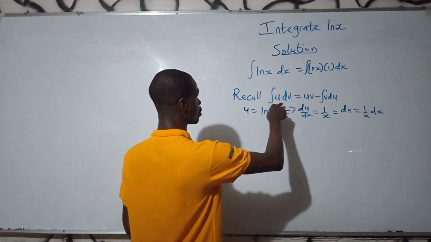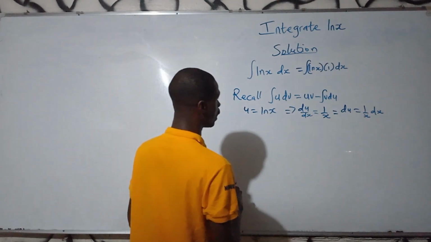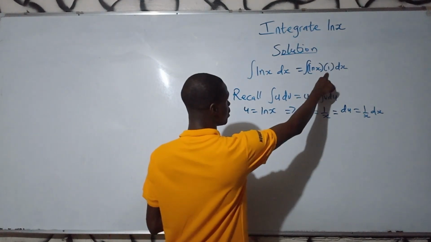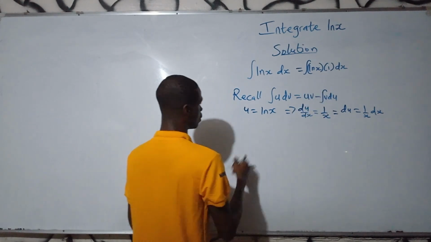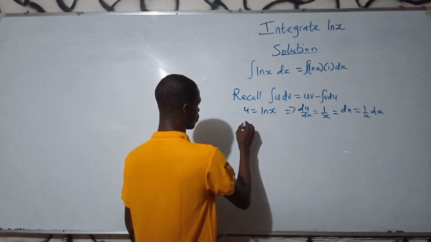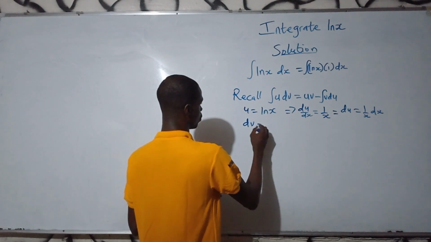So now let's quickly find our v. You get that now? From this, our dv is 1. You get that now? So our dv is equals to 1.